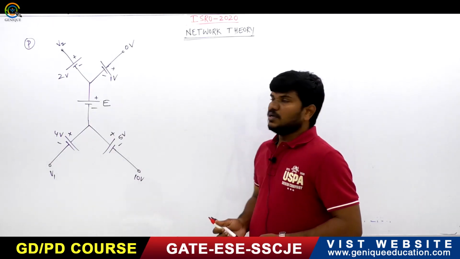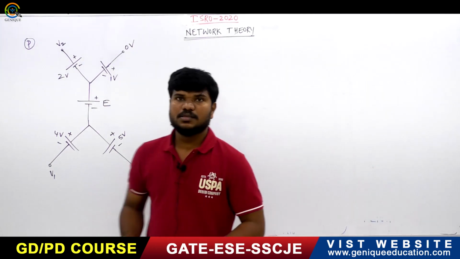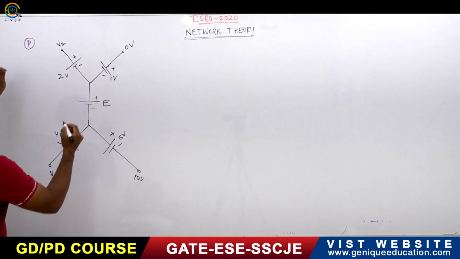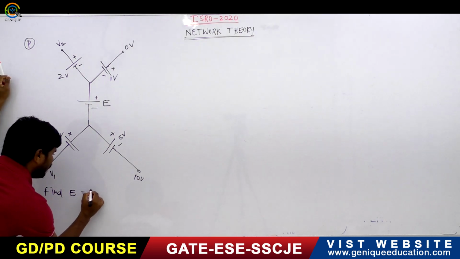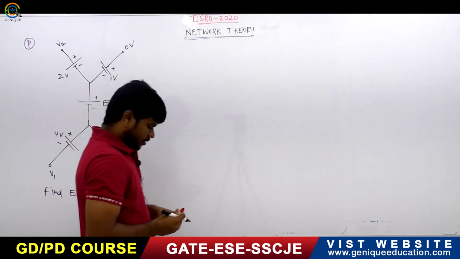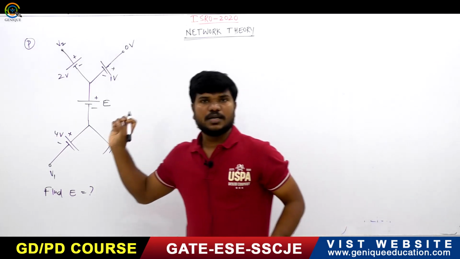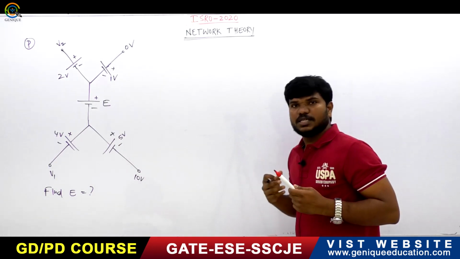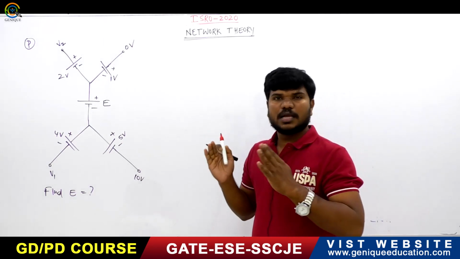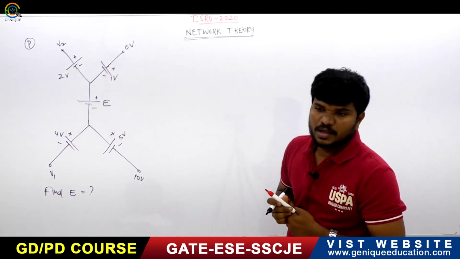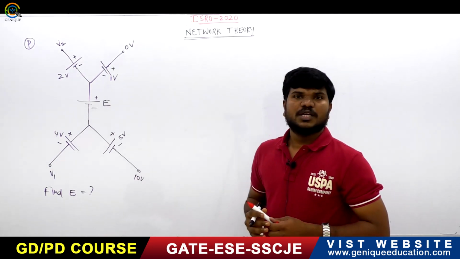So this is our next question. A network is given consisting of all batteries, and we have to find the value of E. It is a very good conceptual question, and it will show how capable you are in the basics, how comfortable you are with KVL and KCL. It's a perfect KVL, KCL application.